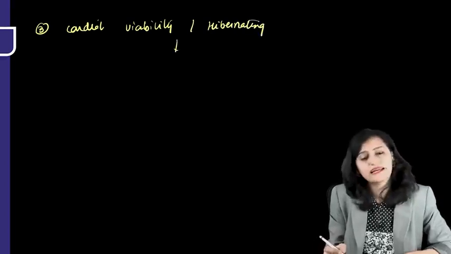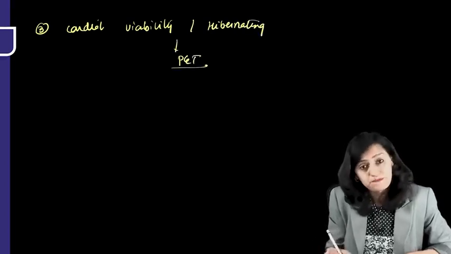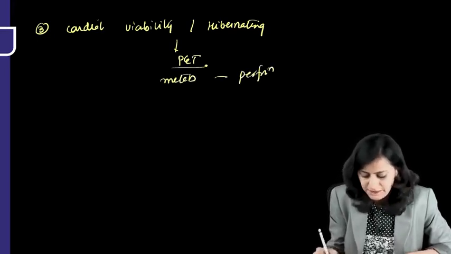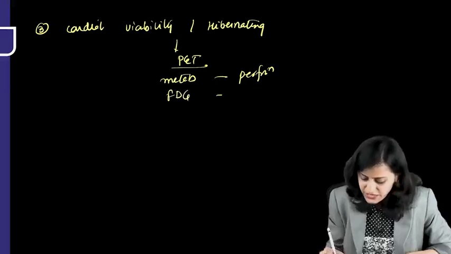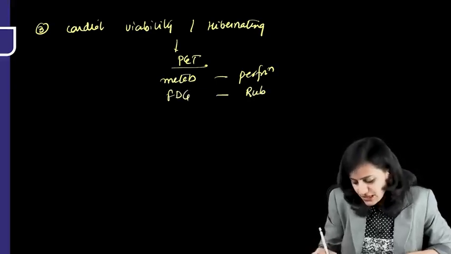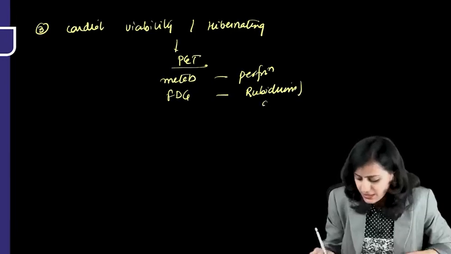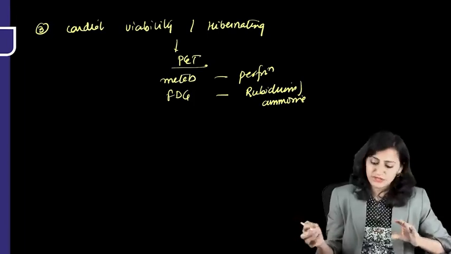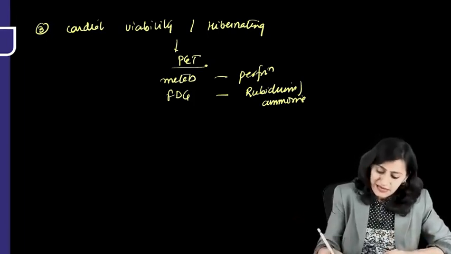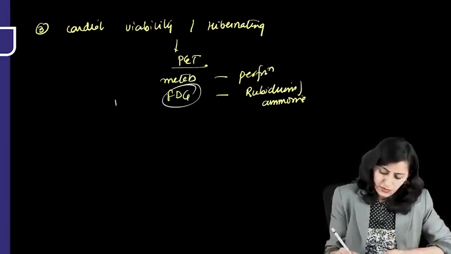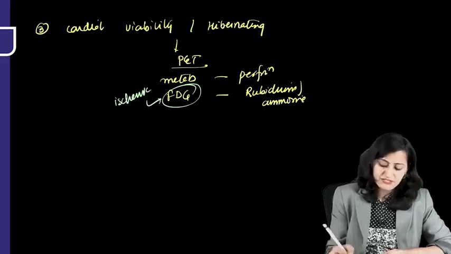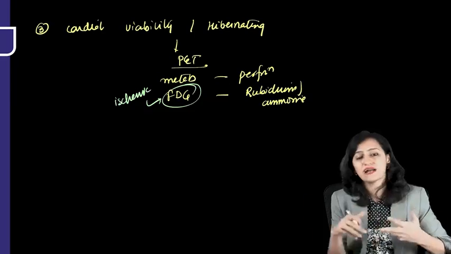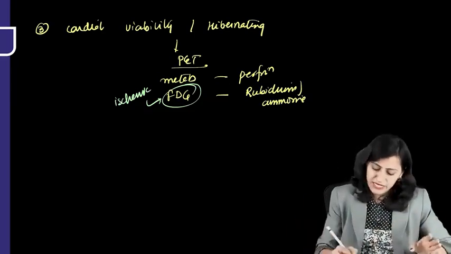Now, the best for cardiac viability is the PET scan, where we combine the metabolism with the perfusion scan. So, for metabolism, we use FDG. For perfusion, we can use rubidium, we can use ammonia, and we look for the match and the mismatch. Now, when it is the ischemic myocardium, then only it will take up this FDG. A normal myocardium does not use glucose. A dead myocardium will not use glucose. There will be no uptake.